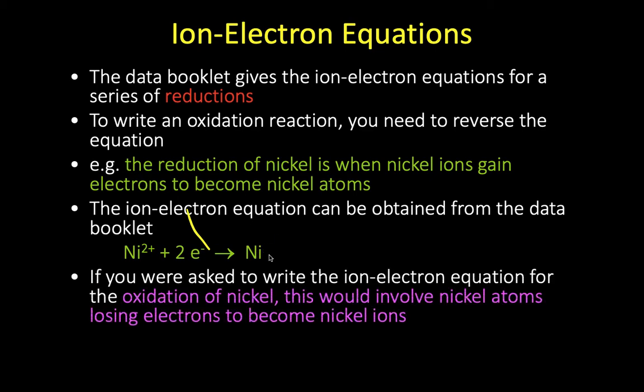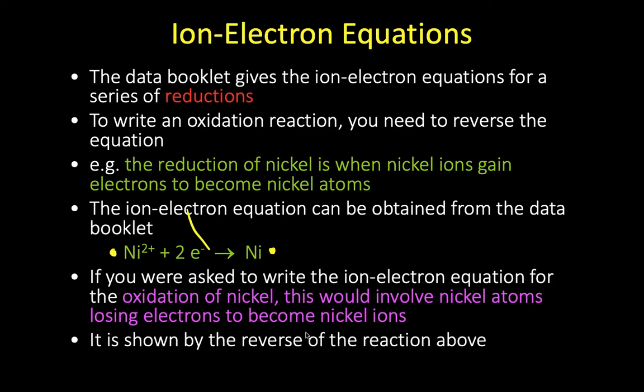Now, if you were asked to write the ion-electron equation for the oxidation of nickel, this would involve your nickel atom losing electrons to form nickel ions. And all you have to do is take this equation from the data booklet and simply reverse it. To reverse it, flip it round: Ni goes to Ni2+ plus 2 electrons. With me so far?